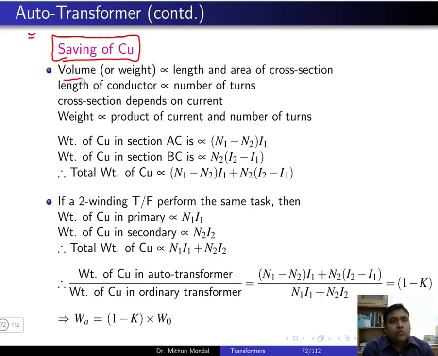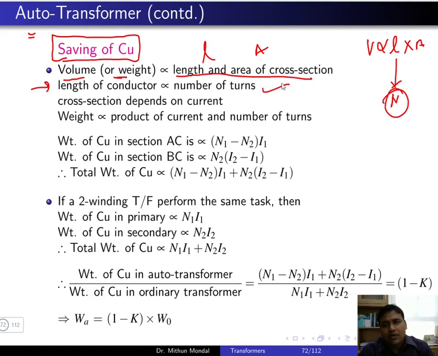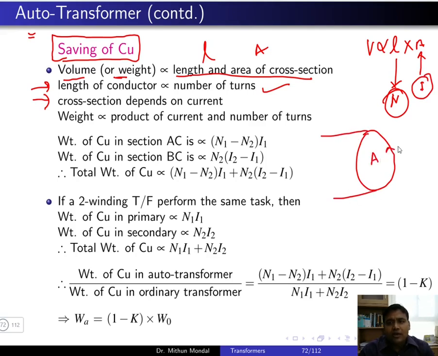So the volume or the weight is proportional to the length and area of cross section. So volume is proportional to the length into area, right? The length of the conductor is proportional to the number of turns, and cross section depends on current. So the cross section area of the conductor will depend on the current, right? This is your conductor, so this is your cross sectional area where the current will flow.